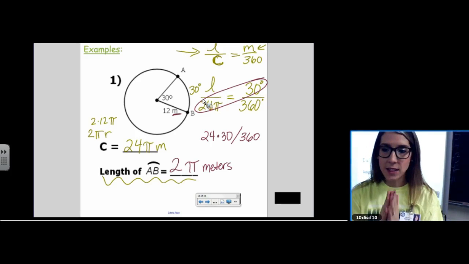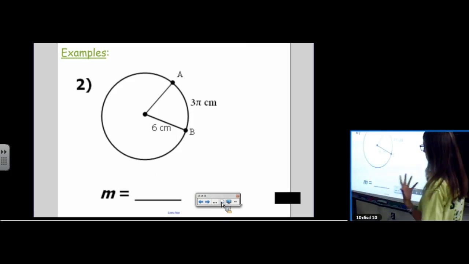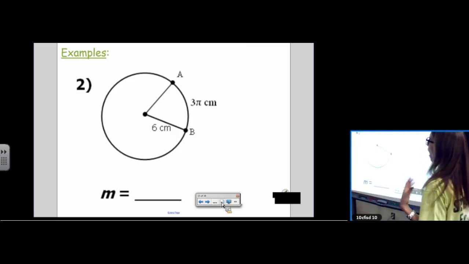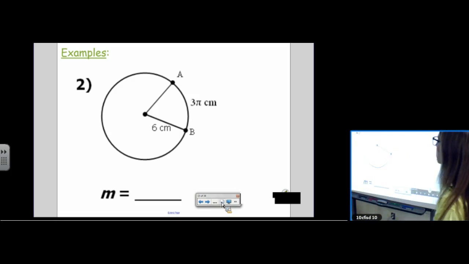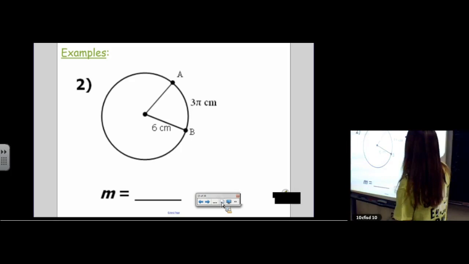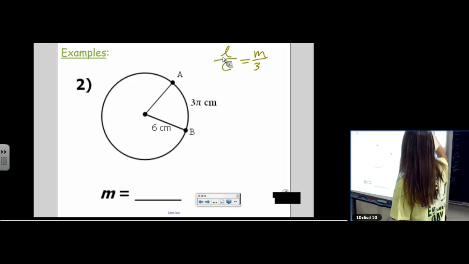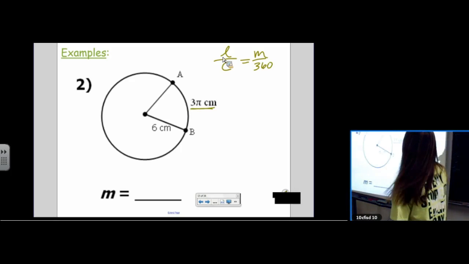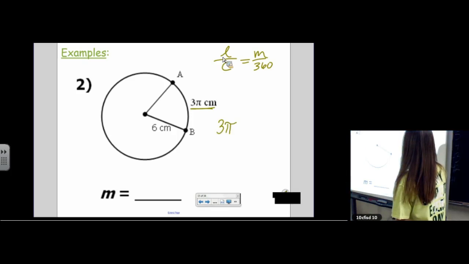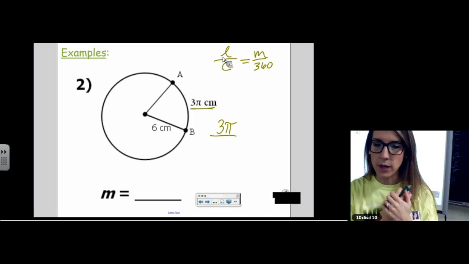We're going to keep it exact, so we're going to keep it in terms of pi. So we start with our proportion. You will memorize that proportion over time. I won't make you truly memorize it till after spring break, so I'll make sure that you get that proportion on your quiz tomorrow. So we've got L over C equals M over 360. We're given L this time. It's a little bit different. L over circumference, 2 pi r.